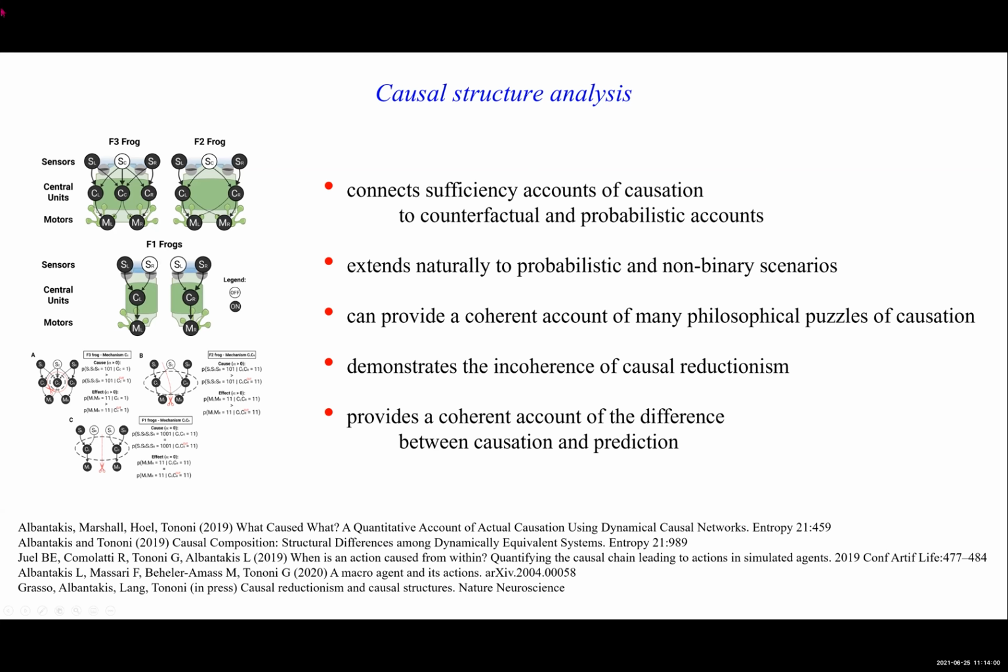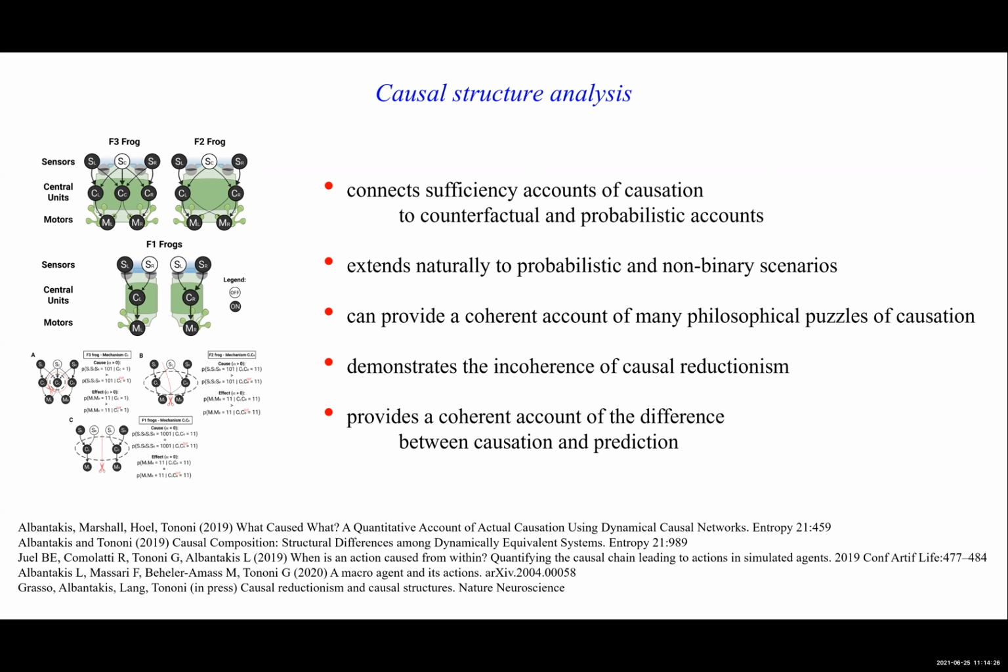More generally, you can use this analysis. I won't explain the figure on the left, or the paper in press, but causal structure analysis connects sufficiency accounts of causation in philosophy to counterfactual and probabilistic accounts, that is interventional accounts, and extends naturally to any probabilistic or non-binary scenario. It can account, as we show in that paper, for many, many philosophical puzzles of causation. The moment you put them in these precise mechanistic terms, you can actually get a meaningful answer to most of the classic examples.